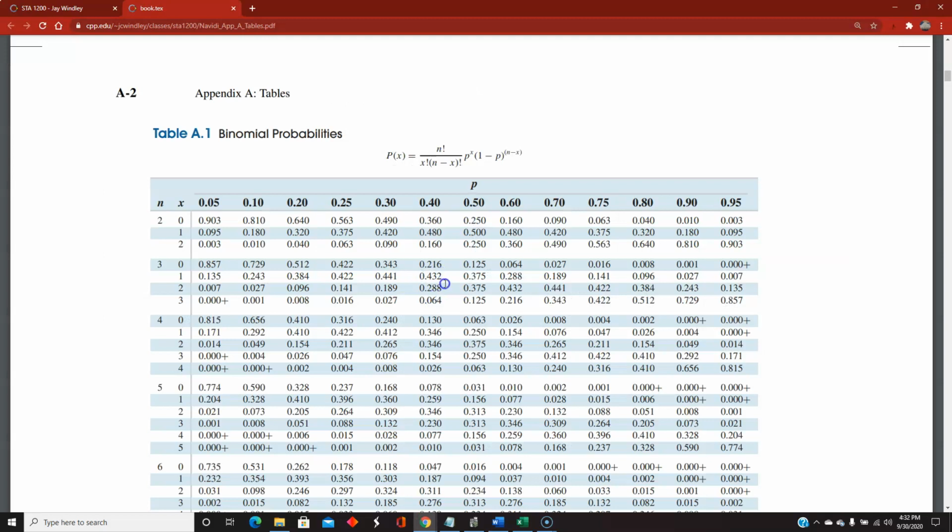So the probabilities have already been calculated for us. The only catch is the probability of success has to be a nice probability of success. For example, if our probability of success had been 0.43, then the table's not going to help us. But if the probability of success is one of these numbers on the table and the value of n is one of the numbers on the table, then bam, you go right to the right section of the table and the probabilities have already been calculated for you.